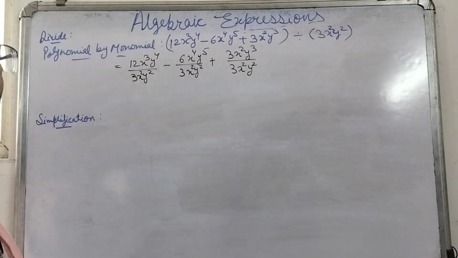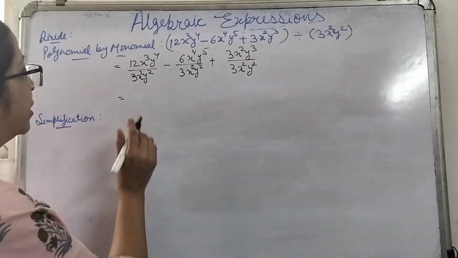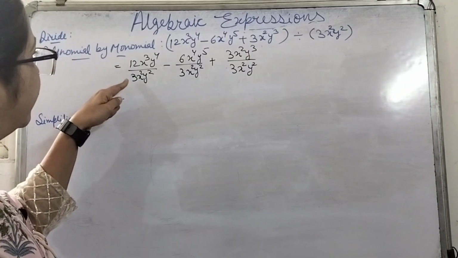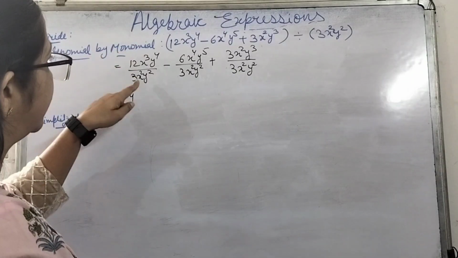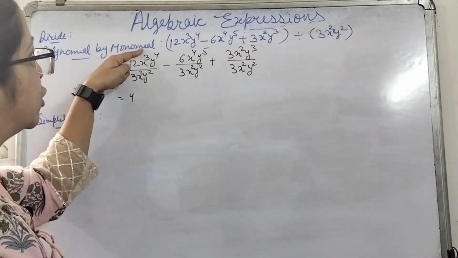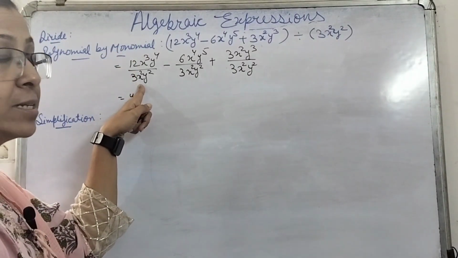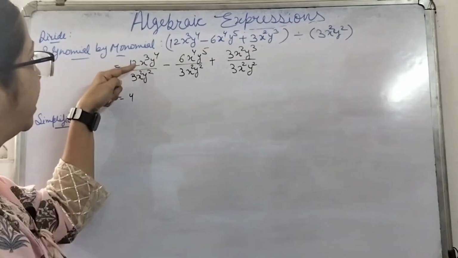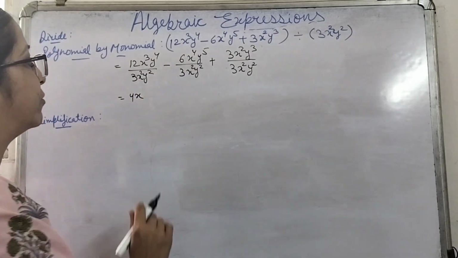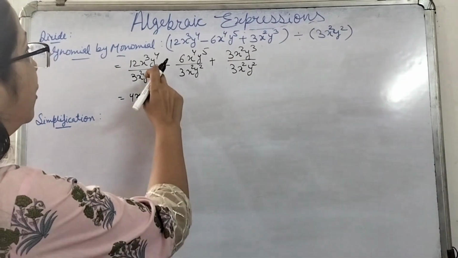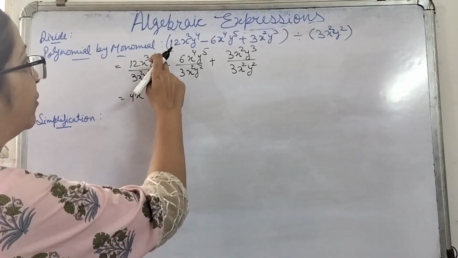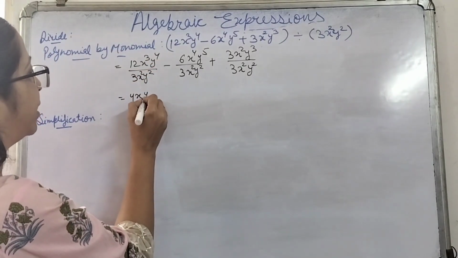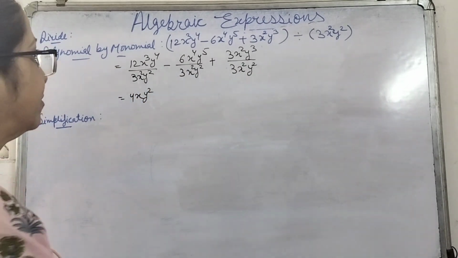Now again, laws of exponents will be applied. First of all, numeral coefficients will be divided. 12 divided by 3 will be your 4. Now x raised to the power 3 divided by x raised to the power 2. So powers are going to be subtracted, bases are same. So x raised to the power 3 minus 2, that is x raised to the power 1, or we can write x only. Y raised to the power 4 divided by y raised to the power 2. So y raised to the power 4 minus 2, that is y raised to the power 2.